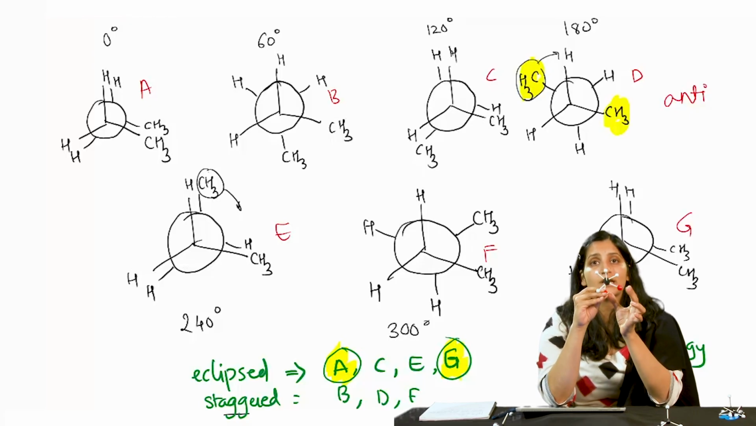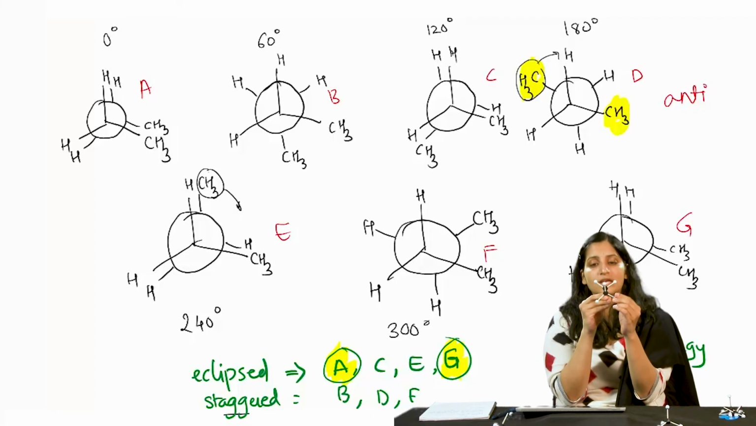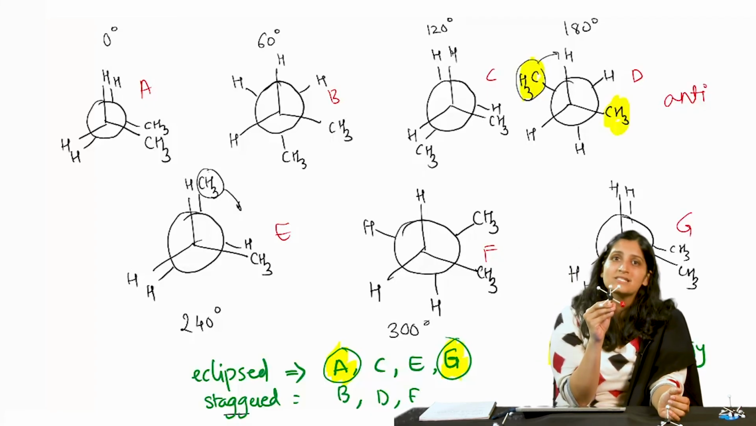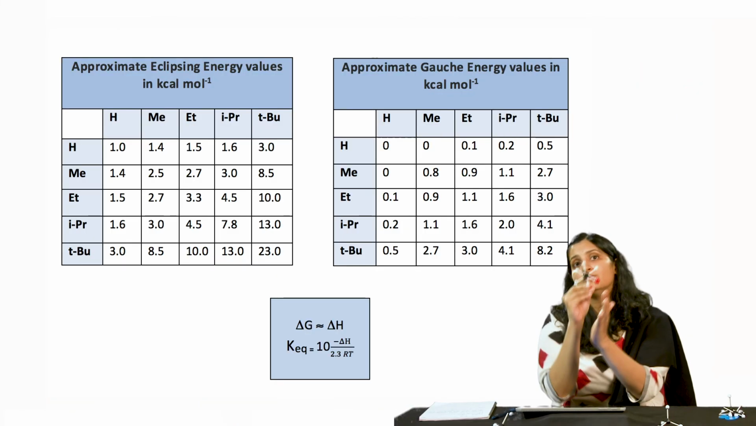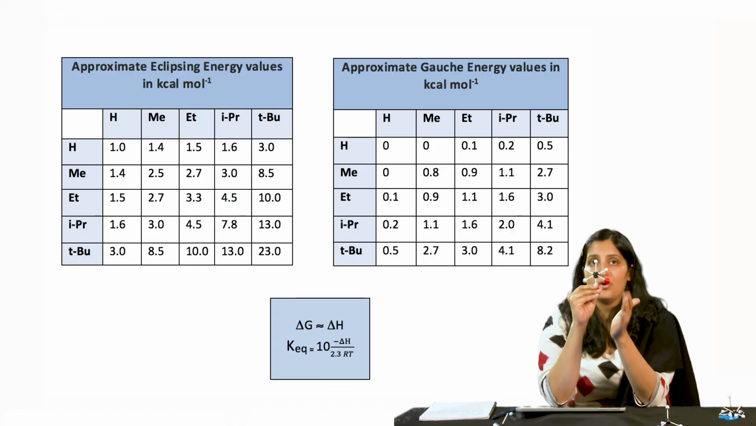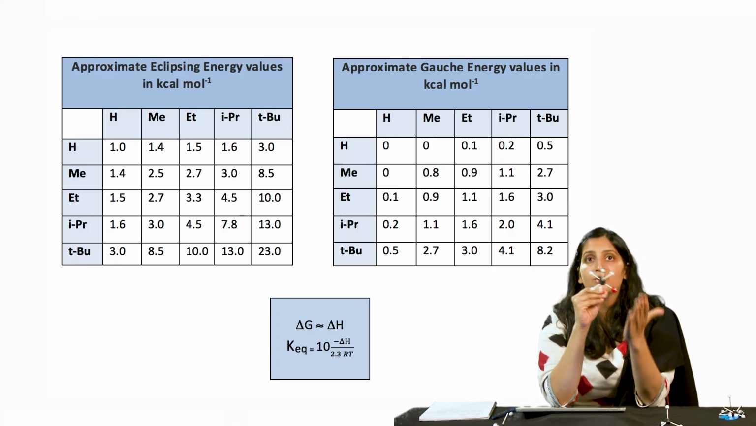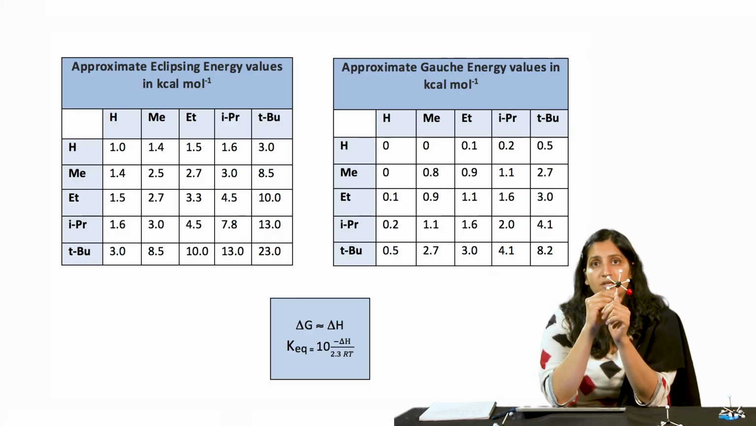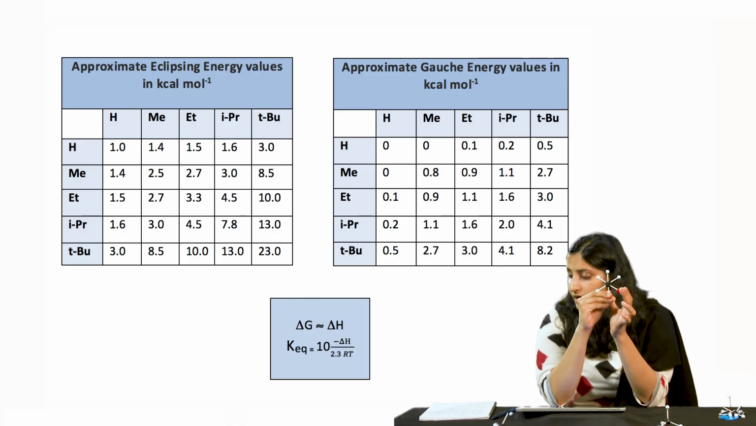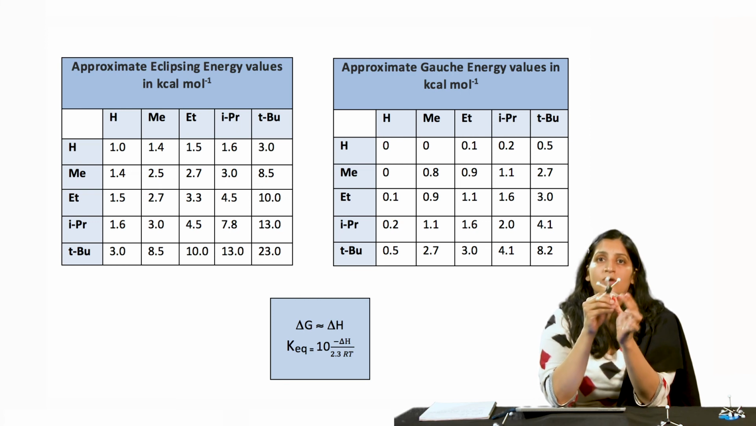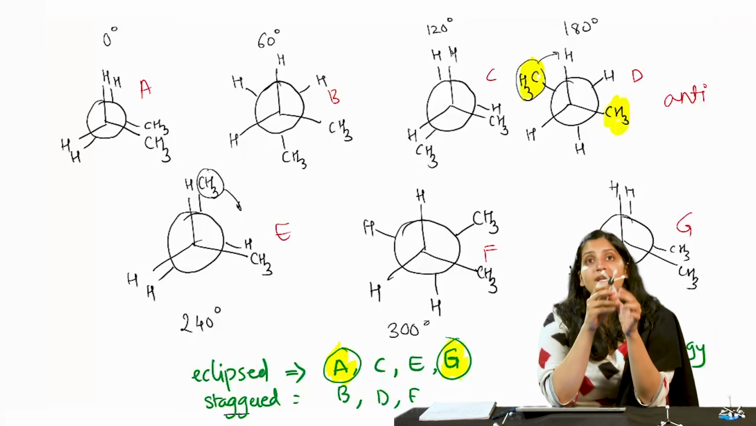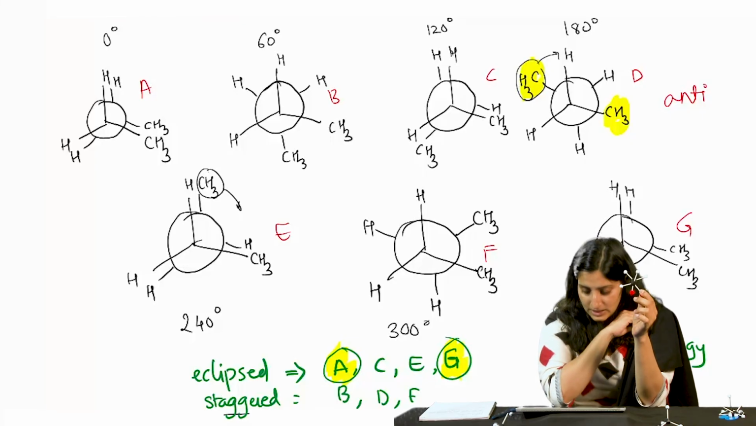In this case, this is called a gauche interaction. In the case of gauche interaction, you have a little lesser strain than an eclipsed interaction, but it is still a strain, and in order to refer to what kind of strain gauche interactions put on each other, you can refer to this part of the table. So, as you can see, a methyl-methyl gauche interaction will be close to 0.8 kilocalories per mole. So, B and F will be a little more strained than D.